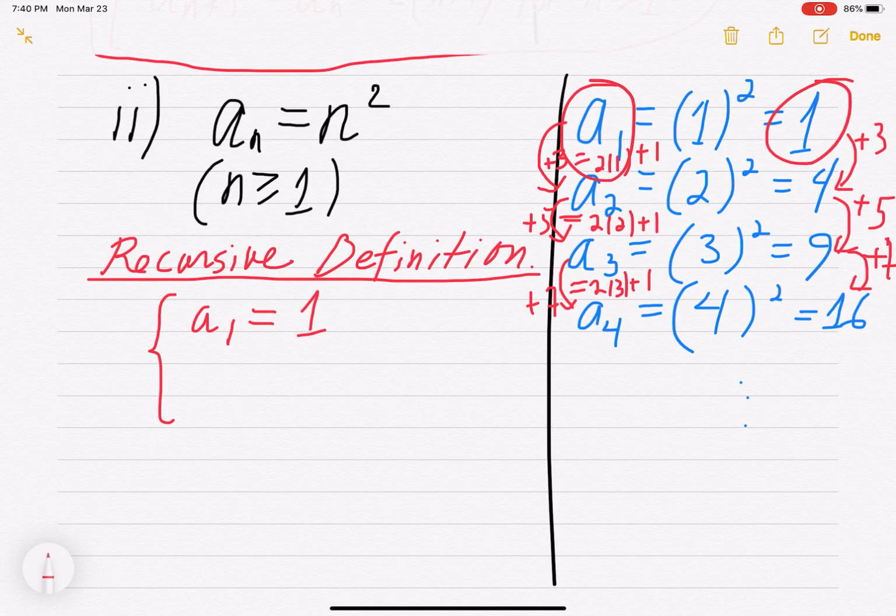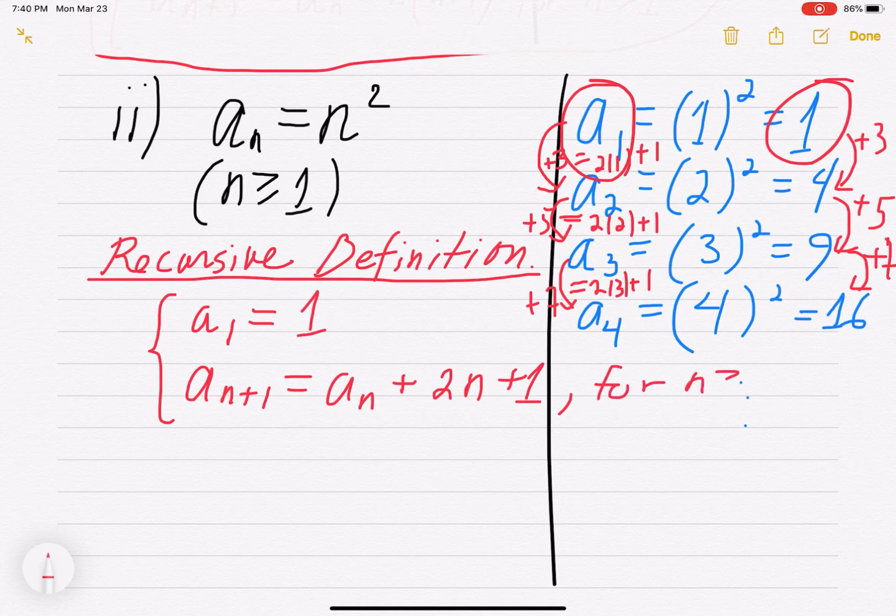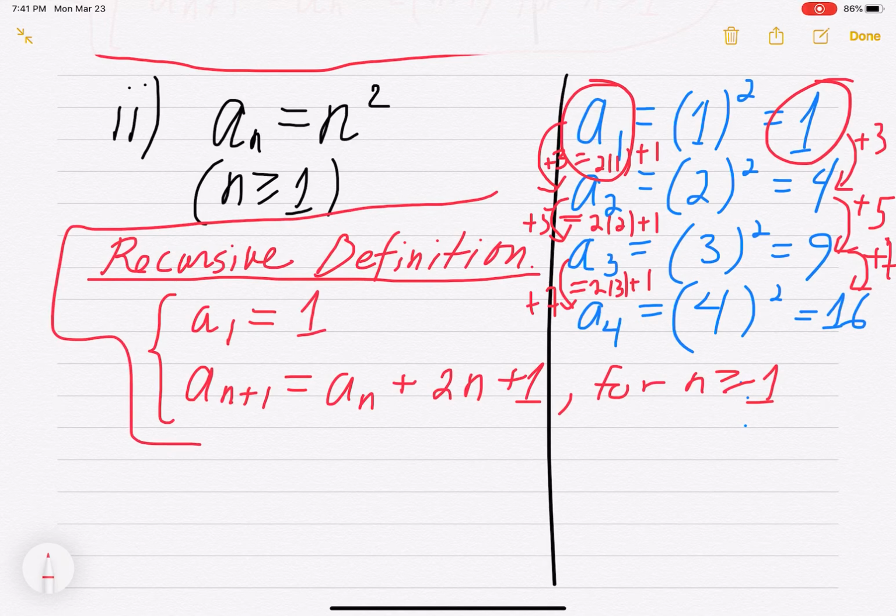So it looks like in general, to get to A(n+1), you have to start off with An and add 2 times n plus 1. This is for n greater than or equal to 1. So if I wanted to find A2, I plug in n equals 1. So I have A2 equals A1 plus 2 times 1 plus 1, so A1 plus 3. Yep, there we have it, another recursive definition.